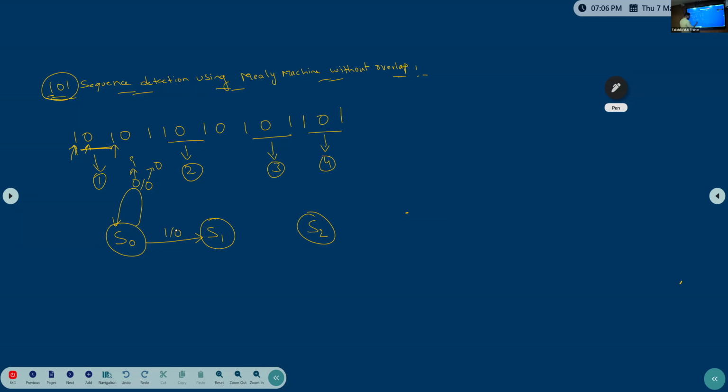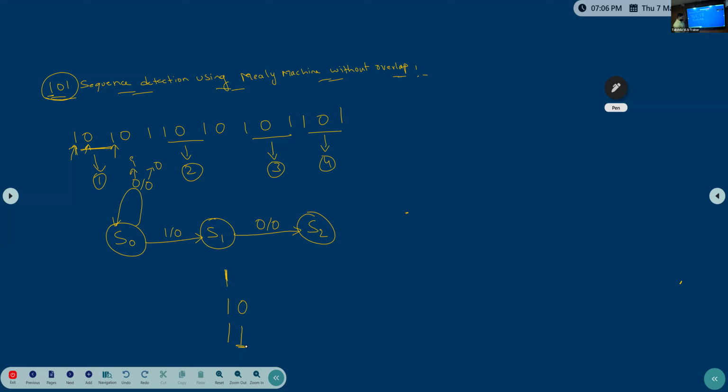Now at S1 we have already detected 1, right? So here we have 2 chances: we can get 0 or we can get 1. If 0 comes, that is our sequence, so I will go to S2, and the output is also 0.